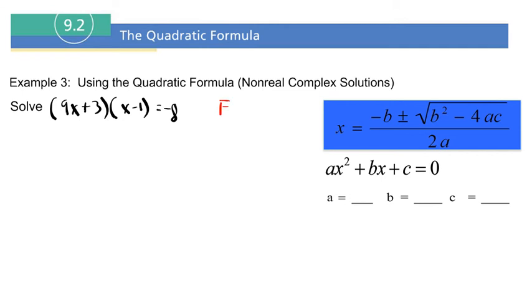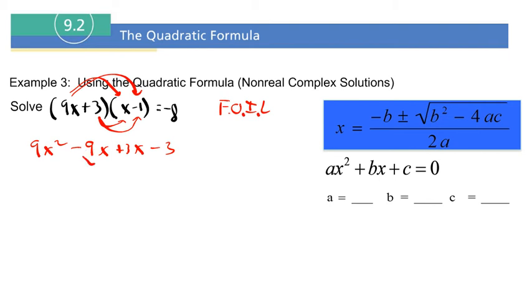All right, so we're going to go ahead and do our FOIL method. 9x times x is 9x squared. 9x times -1 is -9x. 3 times x is a positive 3x. And 3 times -1 is -3. Using FOIL: first, outside, inside, last.